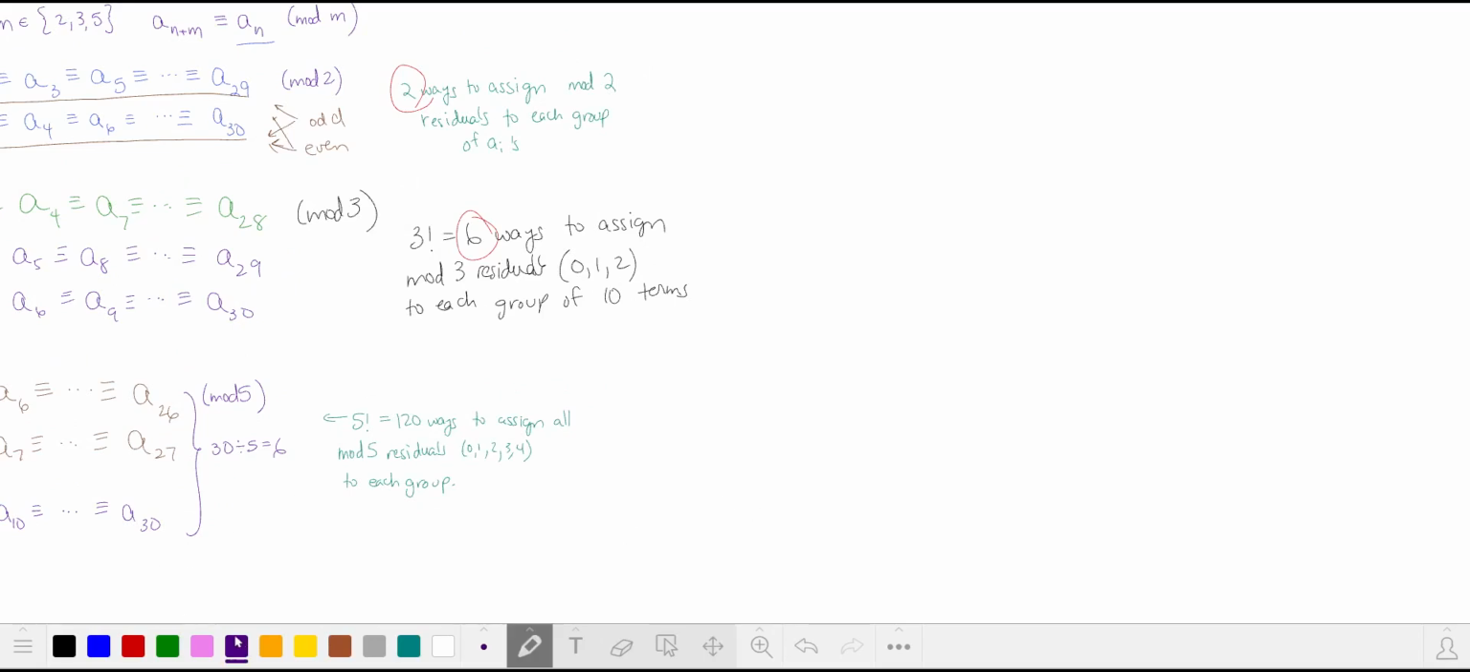We can do these assignments independently of each other, so the total number of ways to assign these 3 groups of residuals is going to be the product of these 3 numbers, 2 times 6 times 120, or 1440.